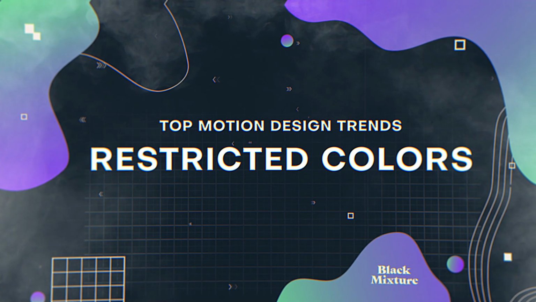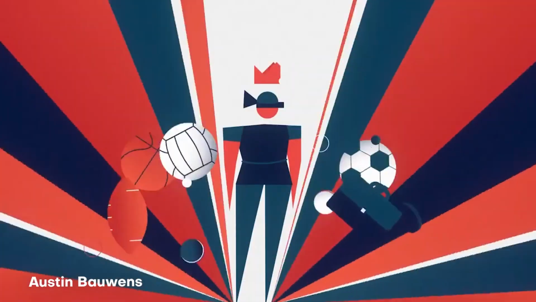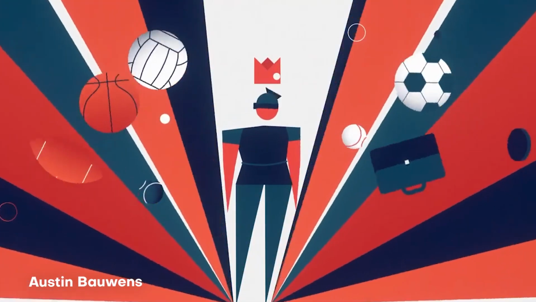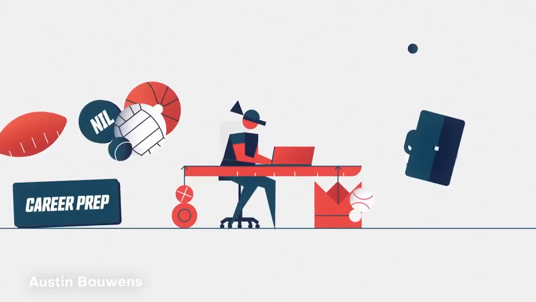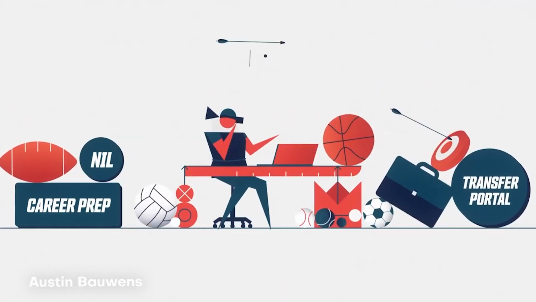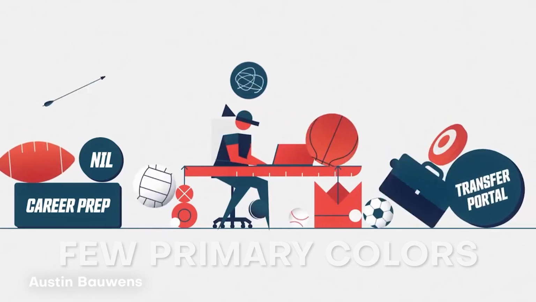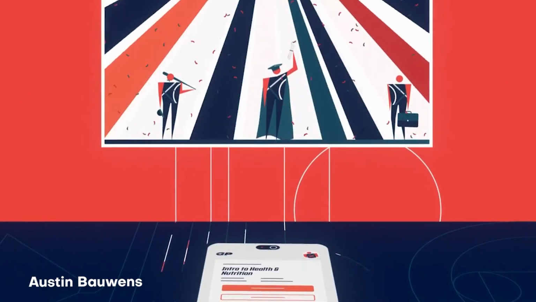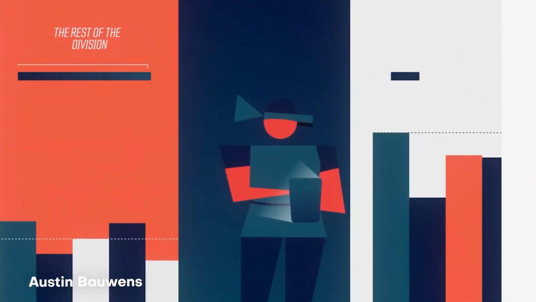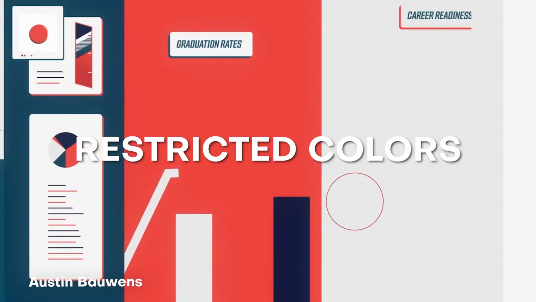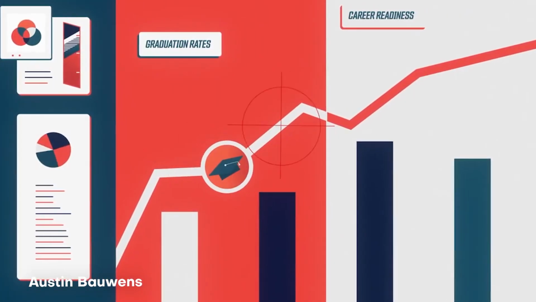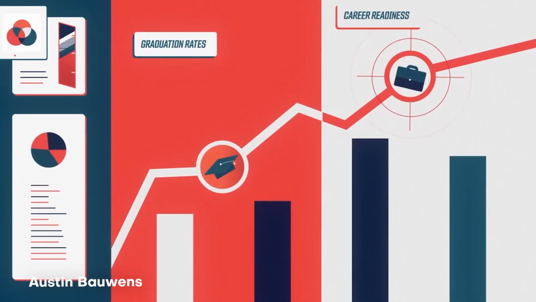Minimalism has affected every aspect of our lives, and that is especially prevalent in this next trend. So restricted colors is the technique of telling a visual story with only a few primary colors rather than a rich palette of many hues and shades. Since motion design trends tend to follow digital illustration trends, restricted colors has also emerged as one of the most popular in the motion design industry.